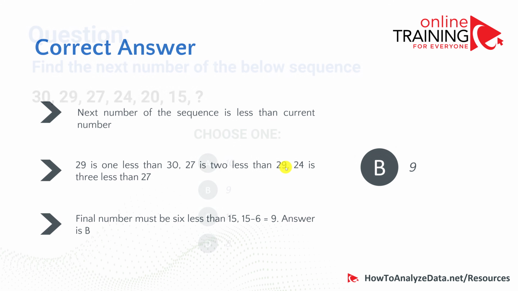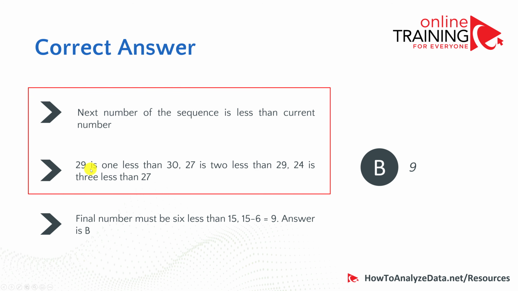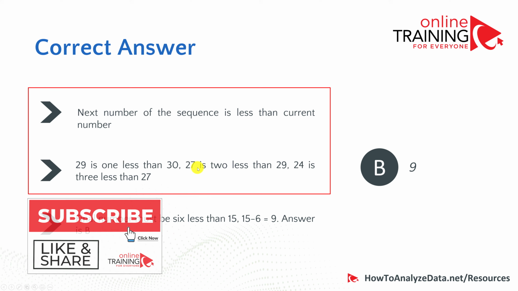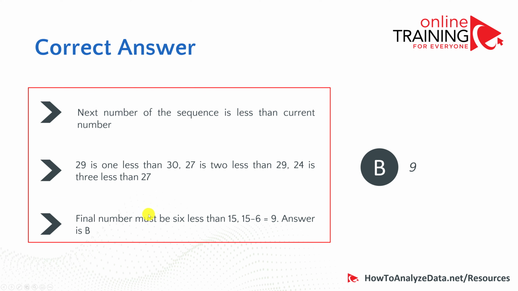Let's recap. Each next number in the sequence is less than the current number. 29 is less than 30, 27 is 2 less than 29, and 24 is 3 less than 27. And you can continue the sequence once you detect it. The final number must be 6 less than 15, which is 9. So the correct answer is B, which is 9. Hopefully you've got this one right.